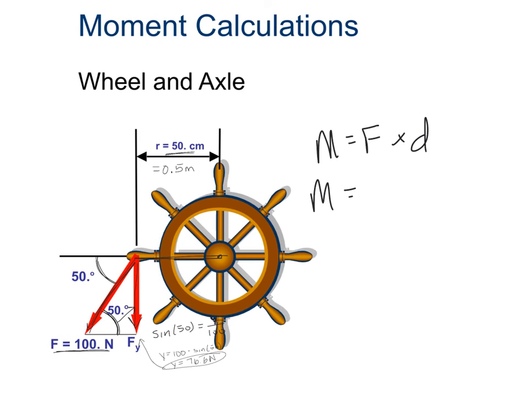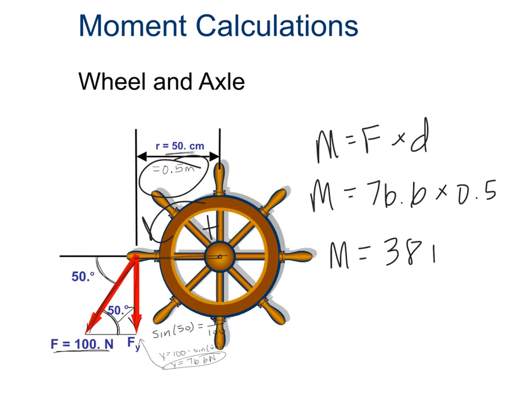Now it's rotating in a counterclockwise position. We say that's what? Positive. So it's going to be a positive force of 76.6 times my distance. Remember, we're using the meters. So 0.5. So my final moment is going to be 38 Newton meters.